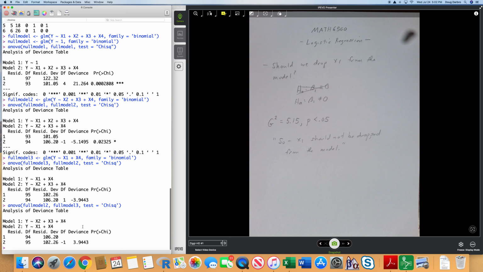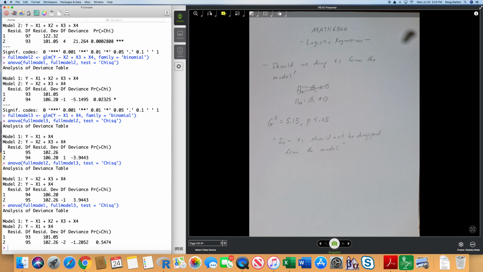Oh, wait a minute, this is not what I wanted. I wanted the full model. So I want the full model. Yeah, we're still going to get that issue though, aren't we? But we will get our p-value.